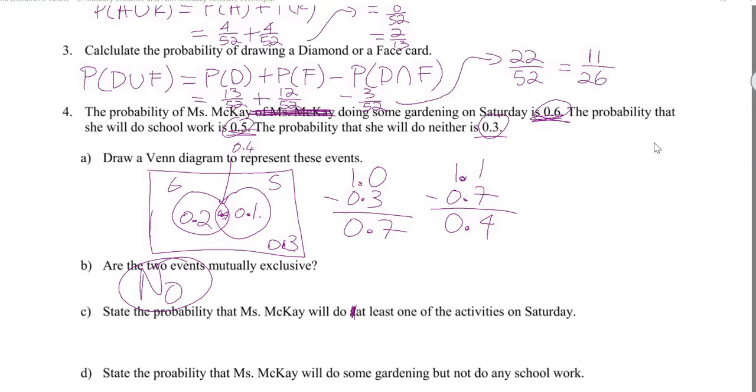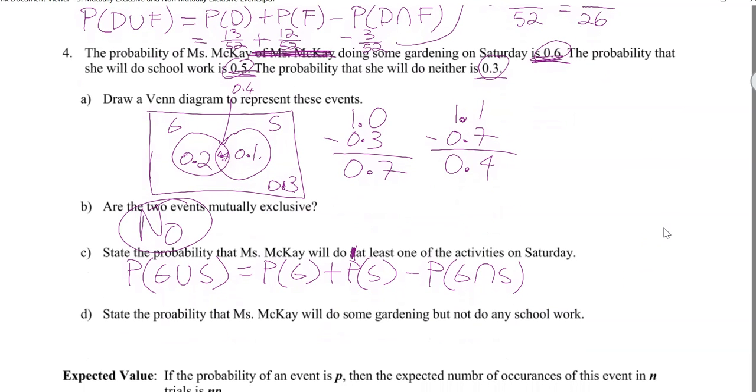State the probability that Ms. McKay will do at least one of the activities. So it's gardening or schoolwork or both. So the probability would be the probability of gardening plus the probability of schoolwork minus the probability of gardening and schoolwork. Now, that's if we wanted to use the formula, which we don't need to. It just says state the probability that she'll do at least one. So we can just look here and go 0.2 plus 0.4 plus 0.1 is 0.7.